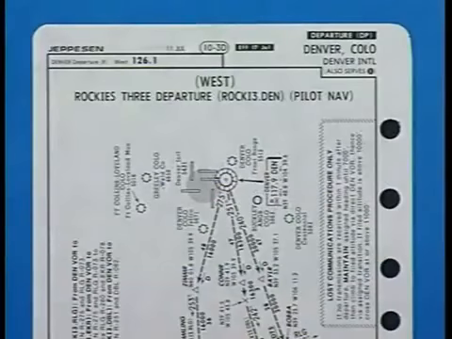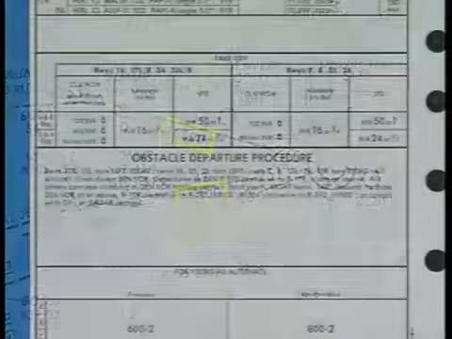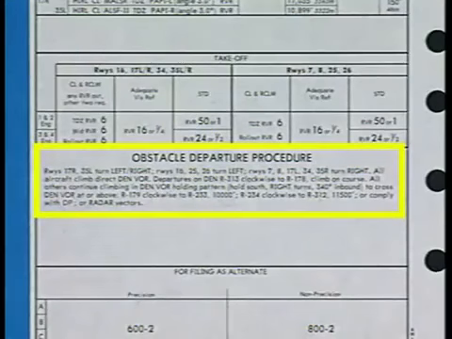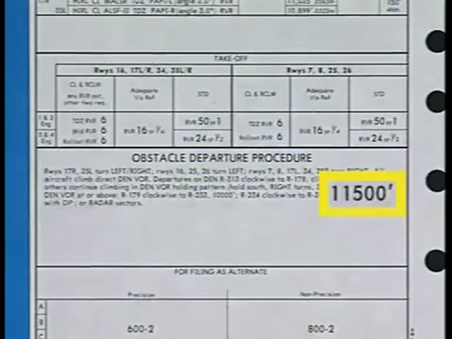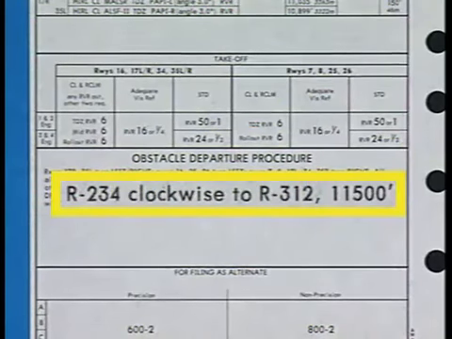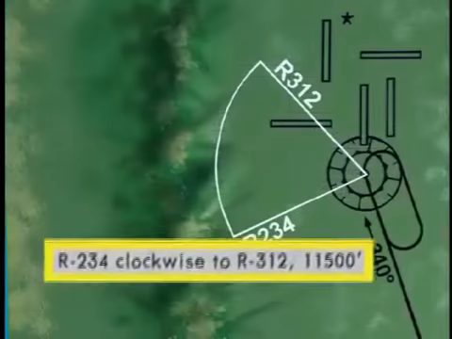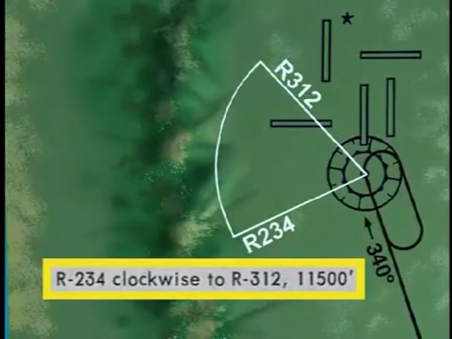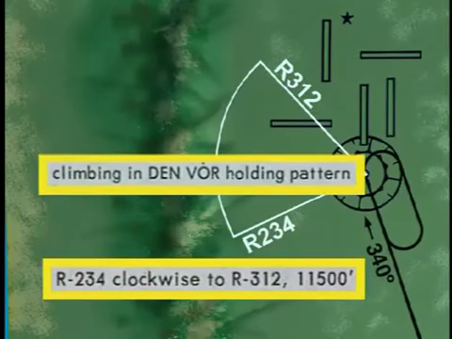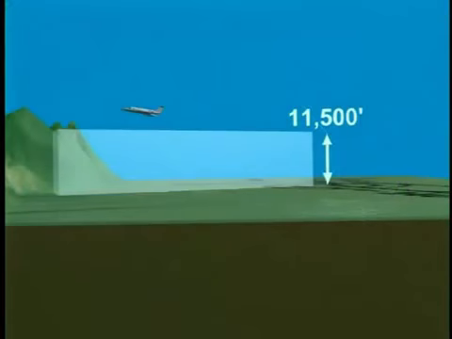Let's take a brief look at the relationship between a graphic DP and a textual DP. Notice the high initial minimum en route altitudes in this graphic departure procedure. Now let's look at the associated textual departure procedure. Note the altitude requirement for aircraft departing westbound from Denver between the 234 and 312 degree radials to ensure obstacle clearance. If you're flying this textual DP for your initial departure, you must climb in the Denver VOR holding pattern until at or above 11,500 feet before proceeding westbound.